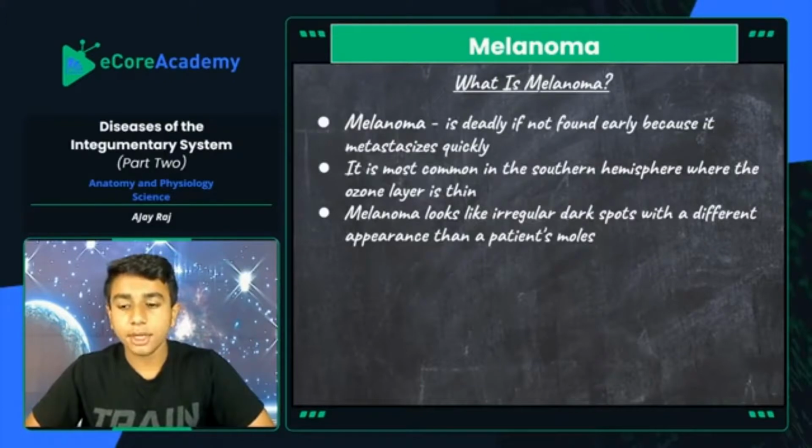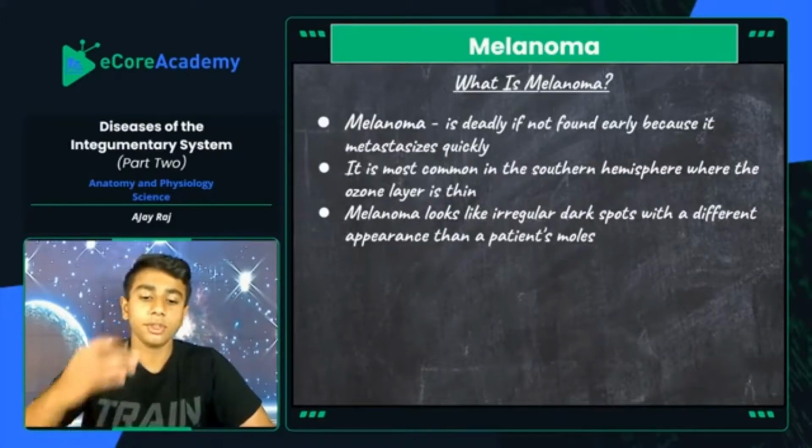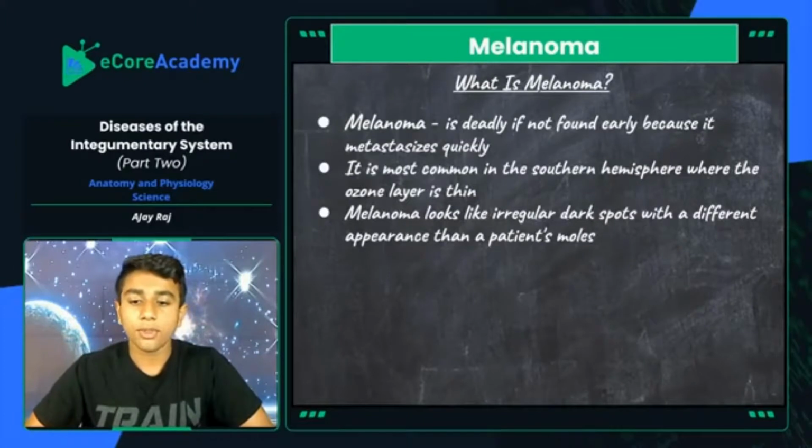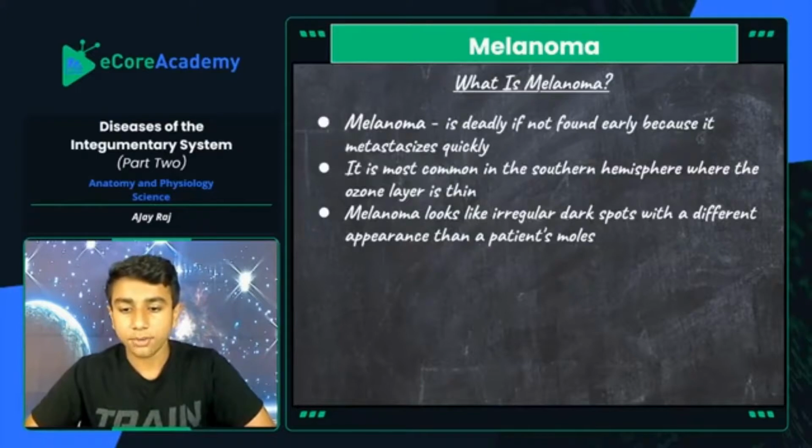So it is most common in the southern hemisphere, so that's below the equator, where the ozone layer is thin, so much, much thinner in the southern half. So if you're in India or South America, the lower parts of Asia, and even in Africa, that's where it's much more targeted. And you can think about that. It's much sunnier in those areas, much more consistently sunny. So you're going to have much more contact with UV radiation, and it has to do with UV radiation as well. And melanoma looks like irregular dark spots with different appearances than a patient's moles.